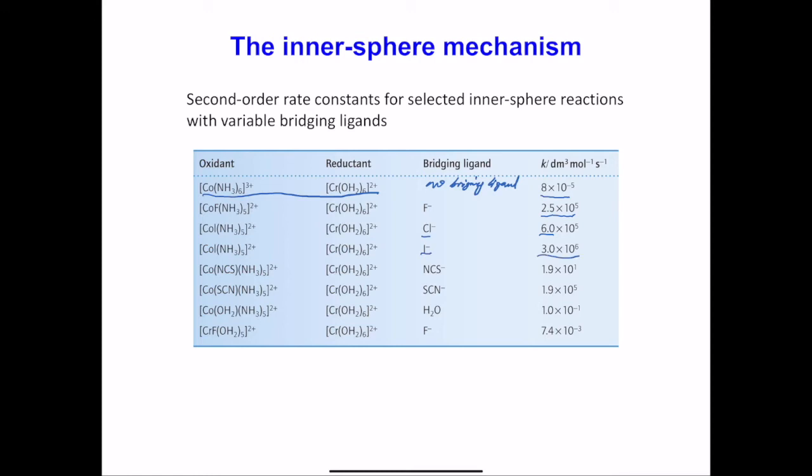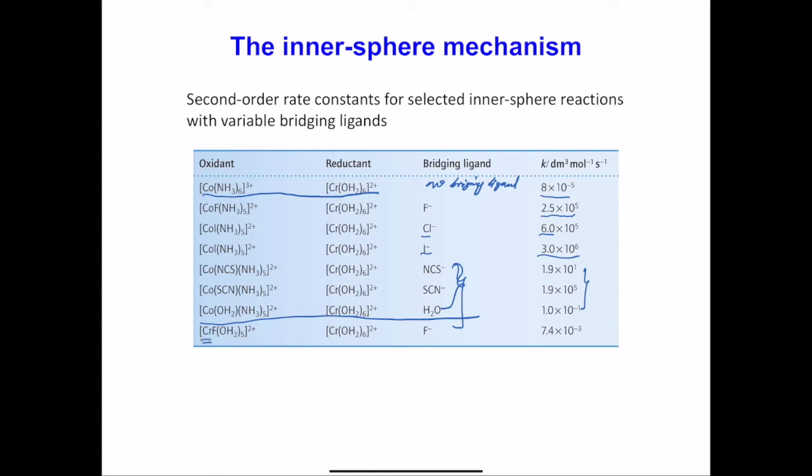And if you use other bridging ligands, you get different reaction rates. Okay, so that shows you how the bridging ligand affects reaction rates. Okay, here is another example.